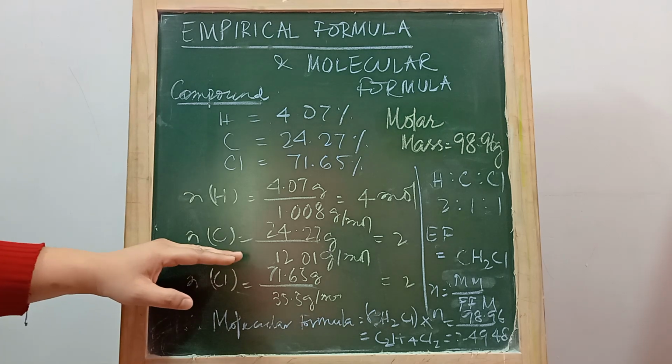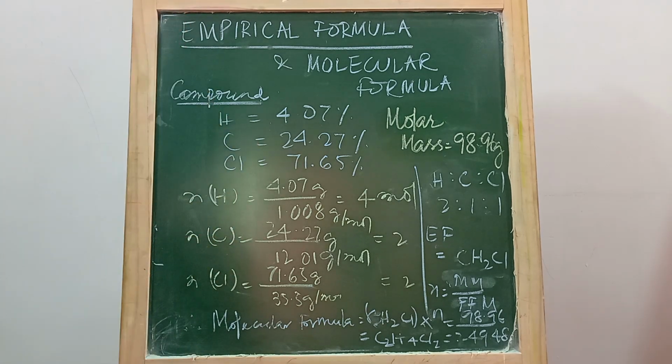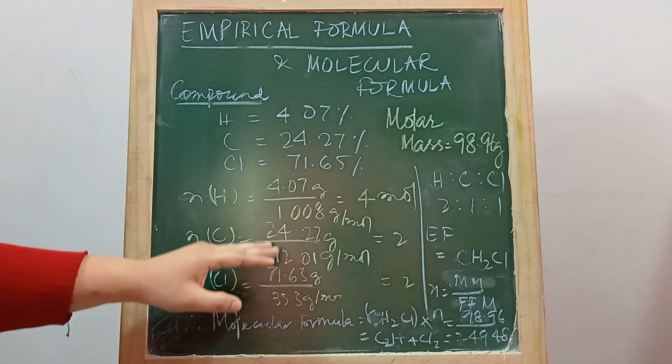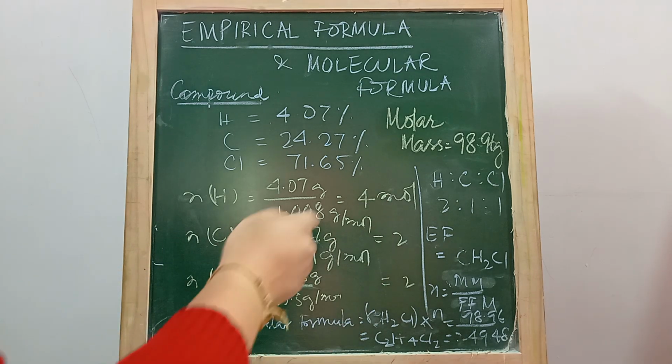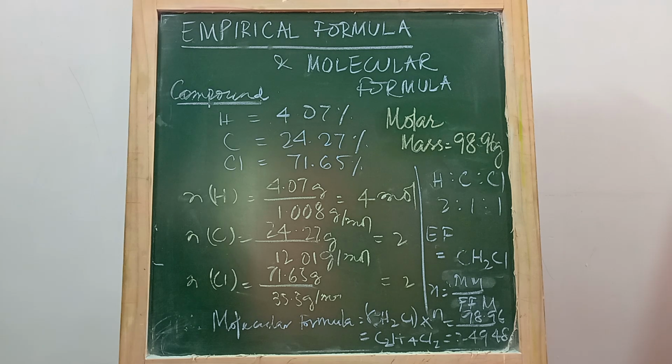Similarly, you find the number of moles of carbon in the 100 gram compound. It will be how much? 24 divided by 12 is approximately 2. I'm making it more simple. I'm not doing the exact calculation.